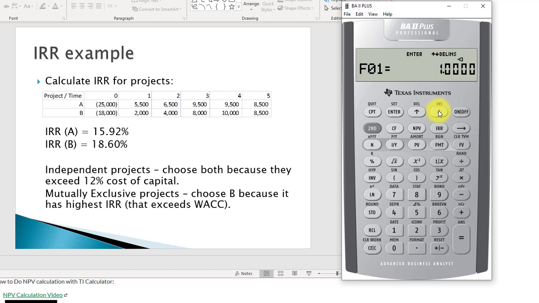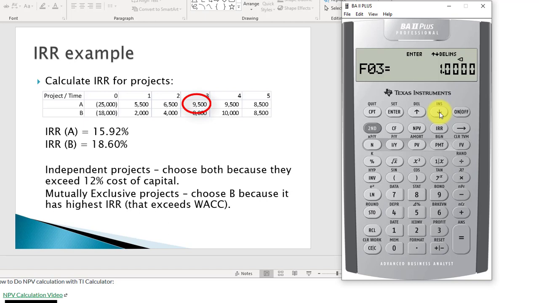I hit the down key and now it's asking me what is the frequency of that particular cash flow. It's only happening once, so I'm going to go ahead and scroll down to cash flow 2, which is 6,500. I hit enter. Again, the frequency of cash flow 2 is 1. So I'm going to go to cash flow 3. That is 9,500. I will hit enter.